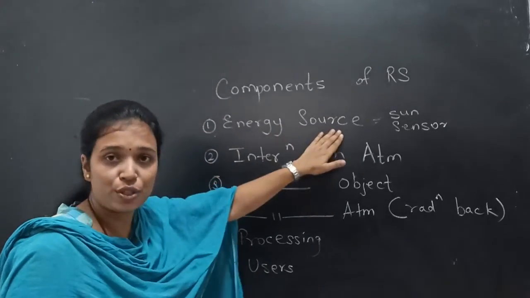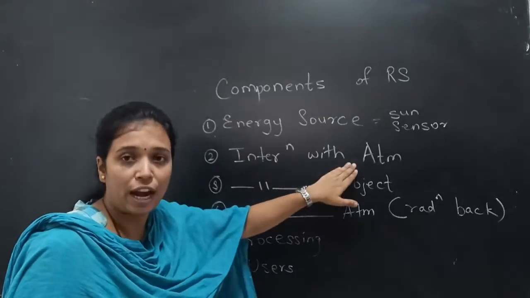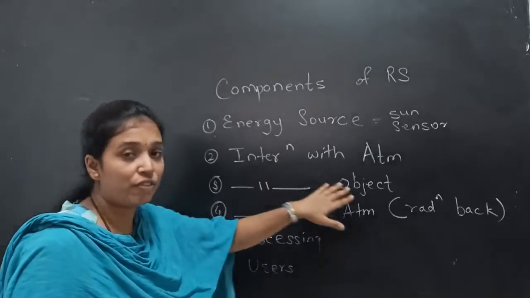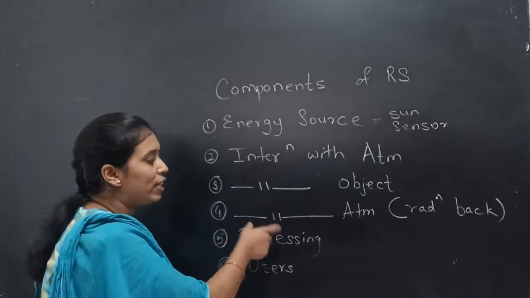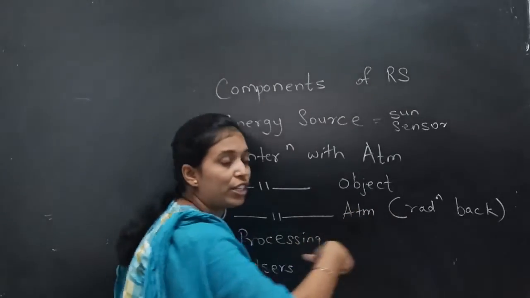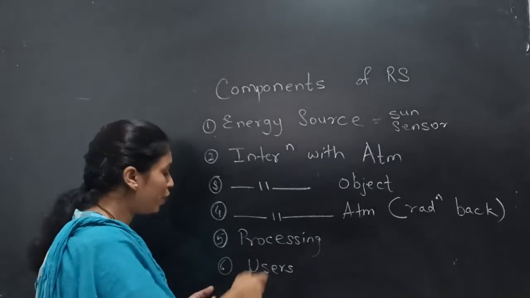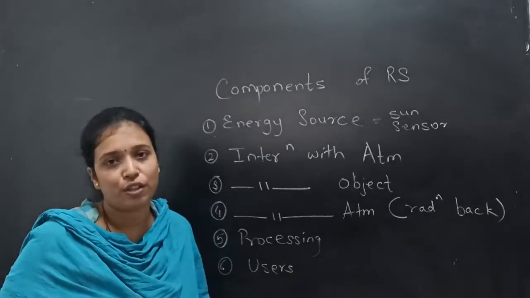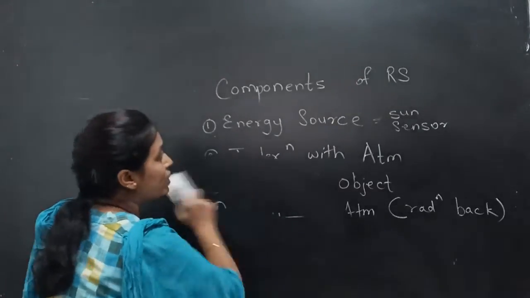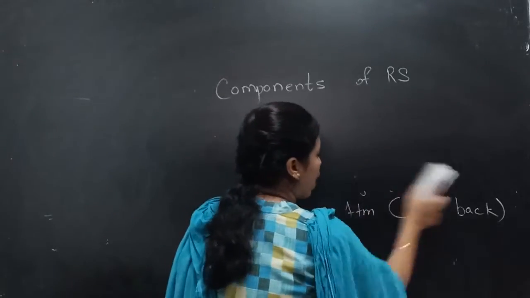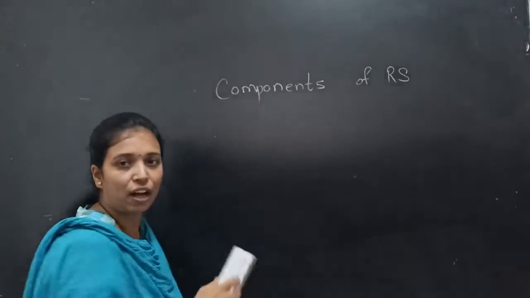Okay, so these are the six components of remote sensing. First one is energy source, second is interaction with atmosphere, third is interaction with the object, fourth one is interaction with atmosphere when the radiations go back to the sensor, fifth one is processing unit, and sixth one are the users.